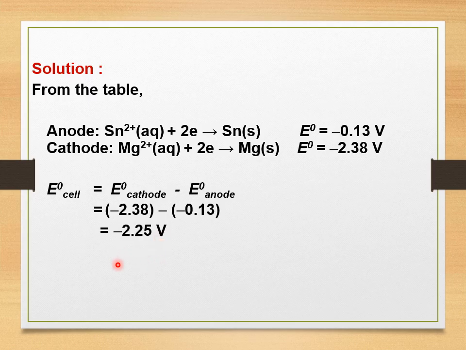Now, as you can see here, the value of the E naught cell is negative. Can the reaction occur? No. This reaction is non-spontaneous. This is what you have to write as an answer.